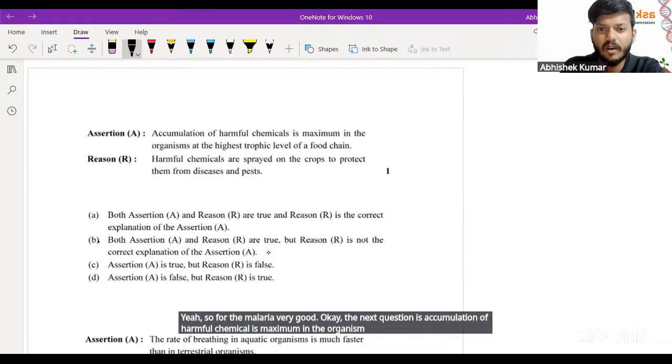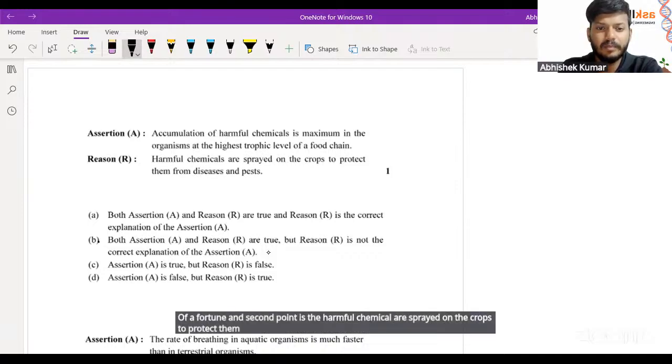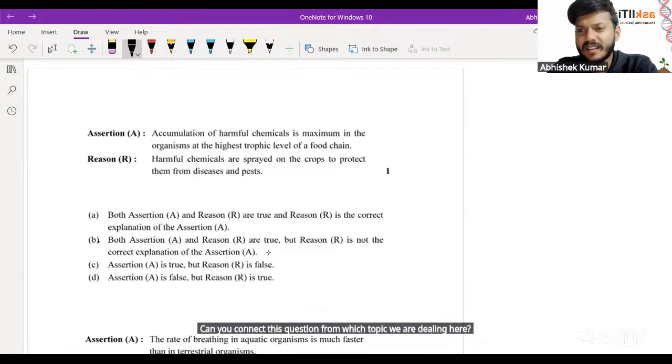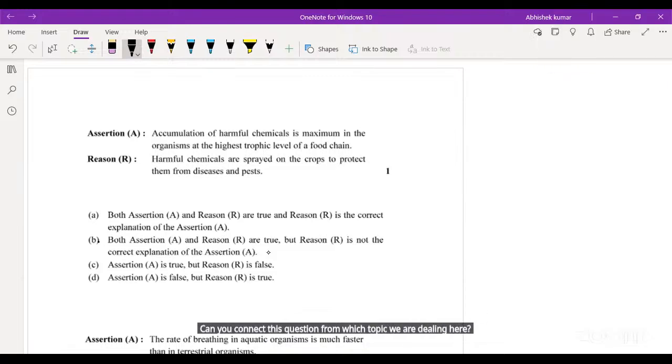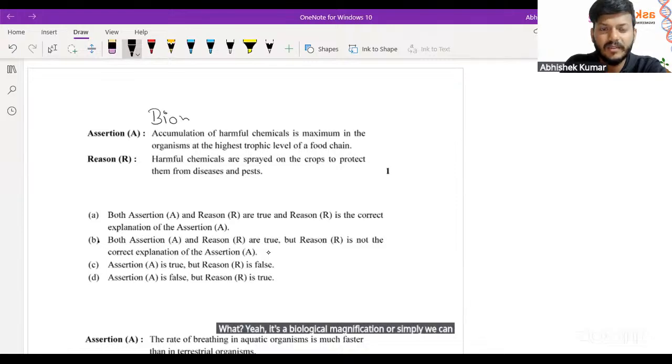Okay, the next question is: accumulation of harmful chemical is maximum in the organism at the highest trophic level of a food chain. And the second point is that harmful chemicals are sprayed on the crops to protect them from disease and pest. Can you connect this question to which topic we are dealing with here? Biological magnification, or simply biomagnification.